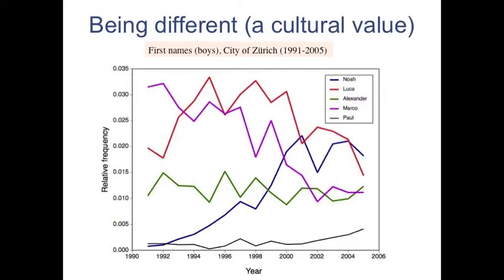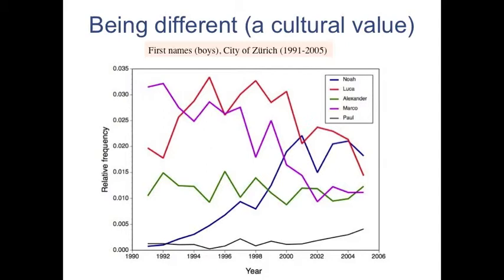In our cultures, being different from everybody else is actually a cultural value. This is not the case everywhere. And if you look at the frequencies of first names, it's quite striking. I'm not claiming this is actually the reason, but it's quite striking that you find an increase in frequency, for example, of Noah. You find a decrease in frequency of Luca.